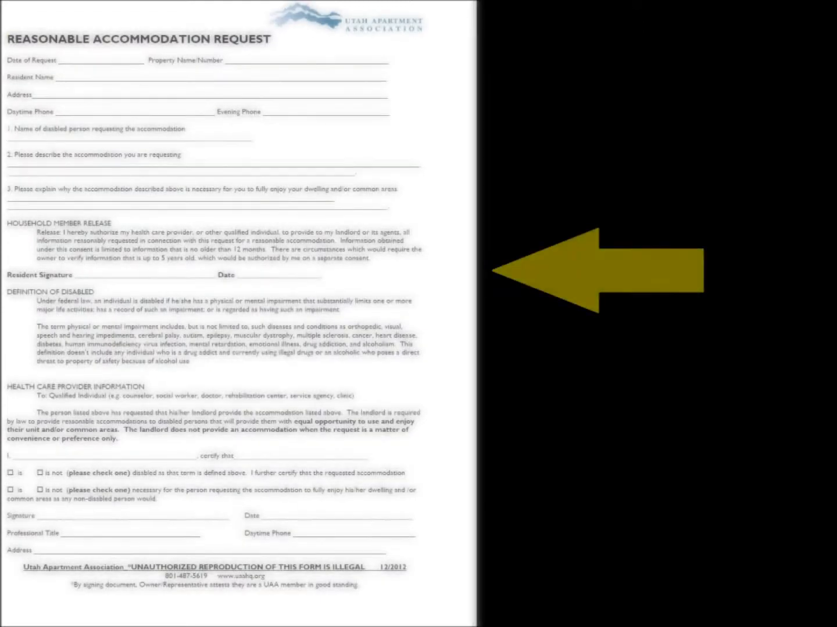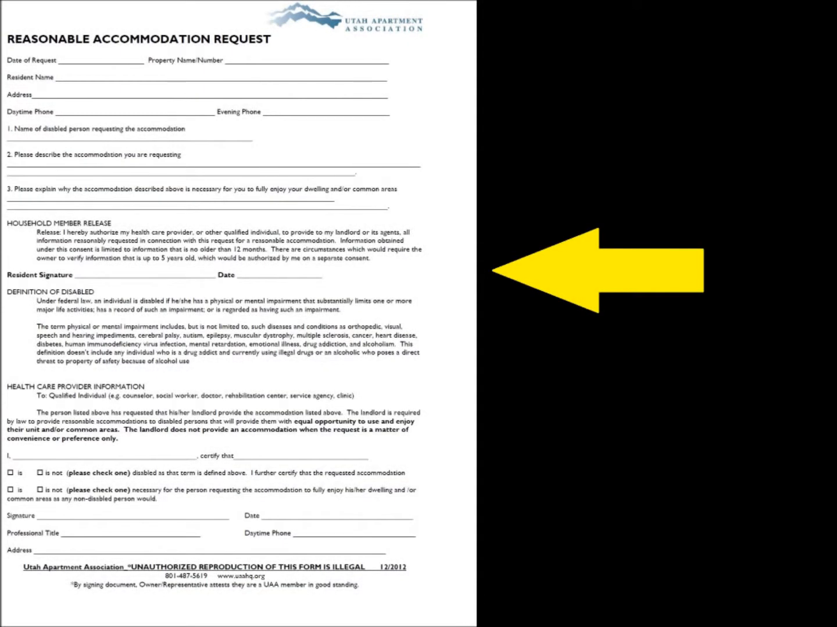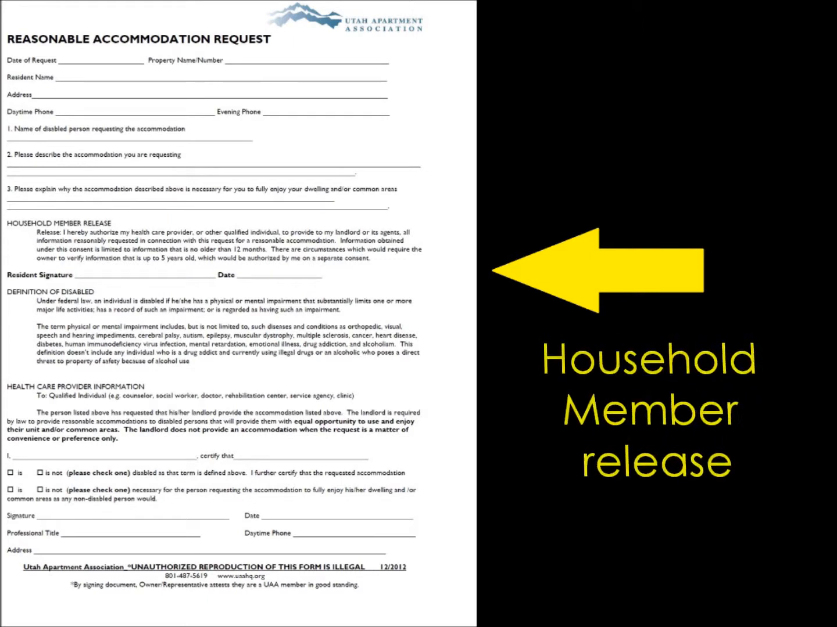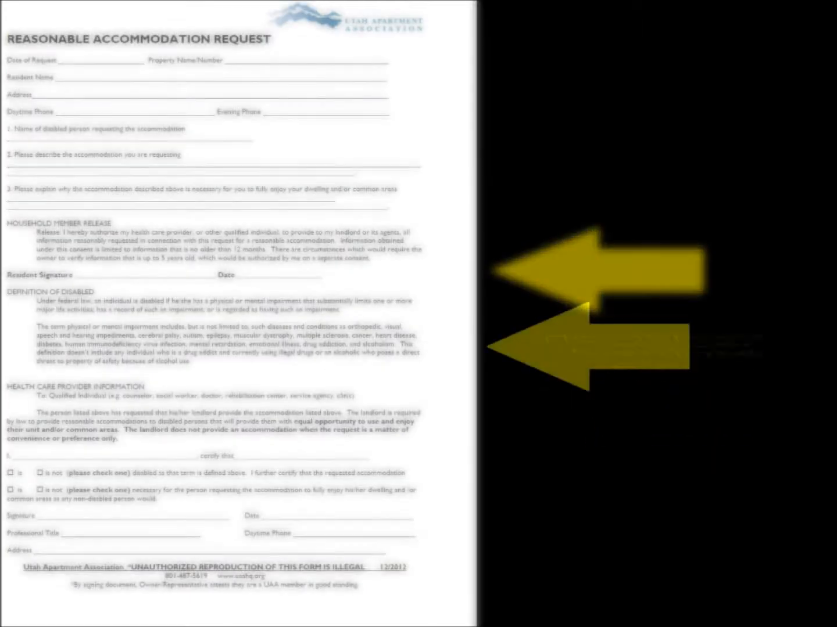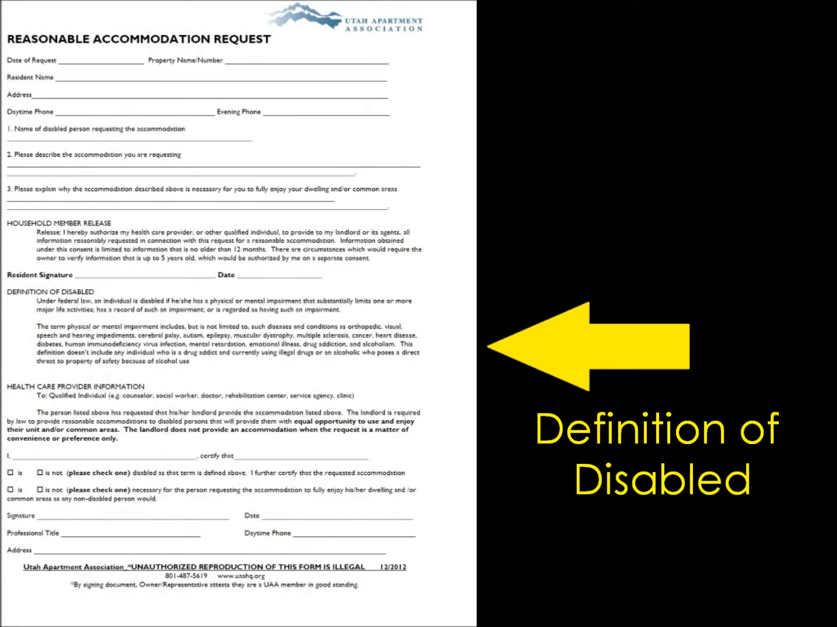Okay, now notice there's a release here that they sign and say, I authorize my medical provider or somebody else. And this, most of the time, is a medical provider, but it can actually be anybody who is familiar with their disability. Sometimes it can be their family member, like their mother, who knows that they're disabled and they do need an accommodation. But the definition of disability is next, and a little explanation.